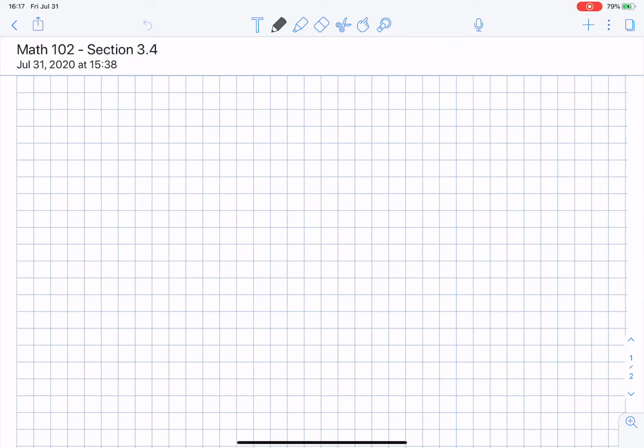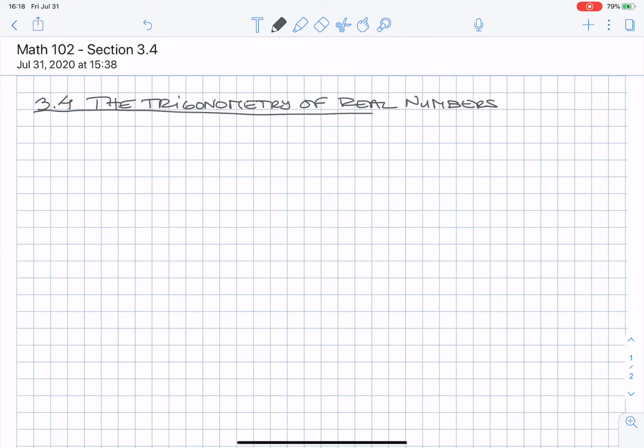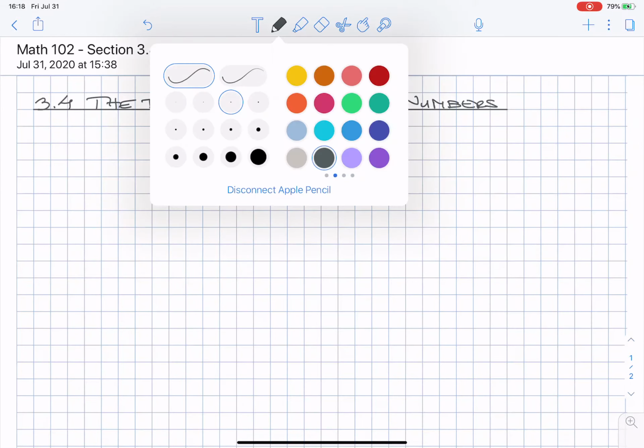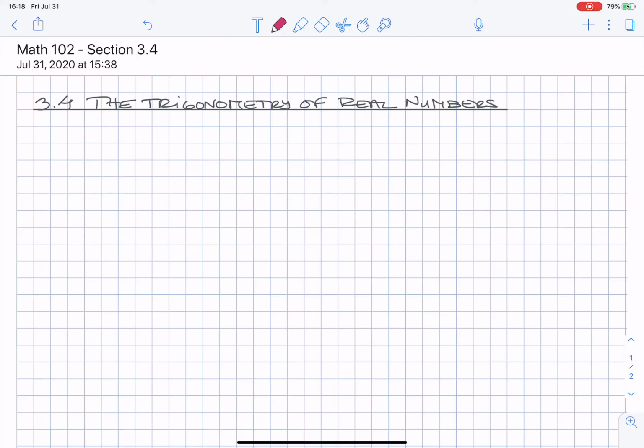Okay, so welcome to section 3.4, which is the trigonometry of real numbers. And you might say, well, what does that mean? And you would be right to ask that question. Usually we take sine, cosine, tangent of angles. But remember, if those angles are in radians, radians are actually real numbers.